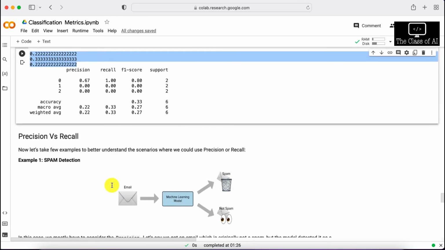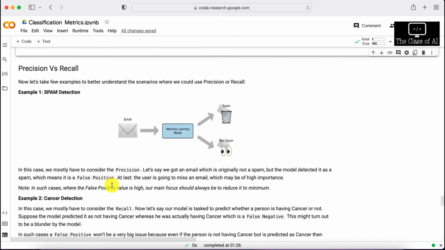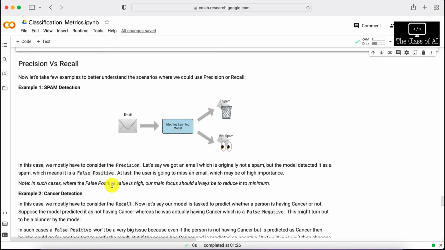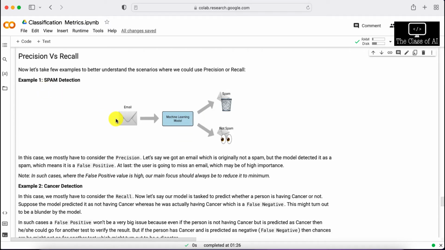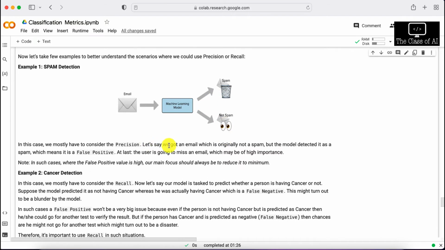Now the question comes: where to use precision and where to use recall? Let's take an example and clearly try to understand. The first case is spam detection. I hope you all know what spam detection is. Spam detection is a machine learning model built into our email system, and whenever an email comes to us, the model tries to detect whether it's a spam email or not. In that case, we have to consider precision.